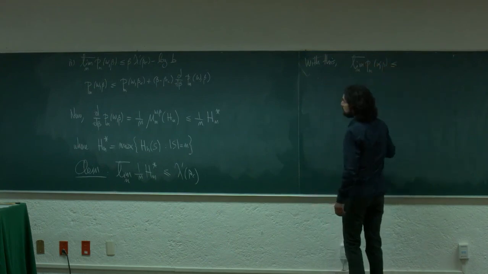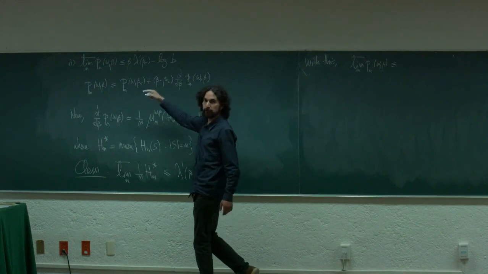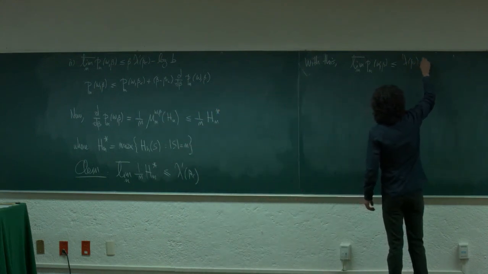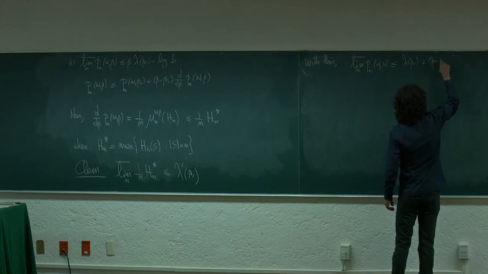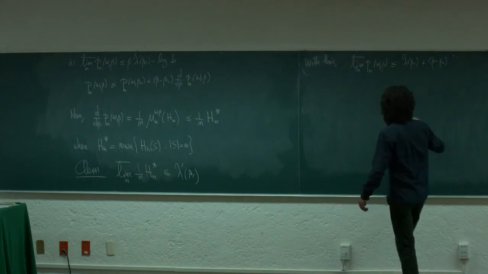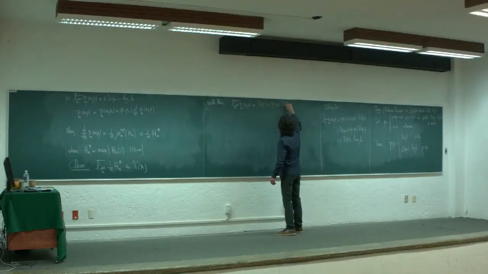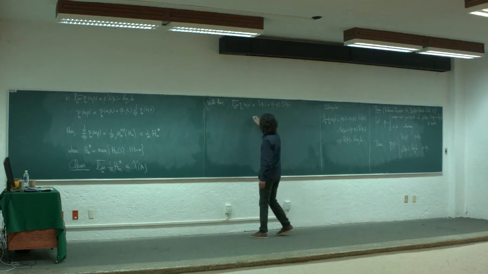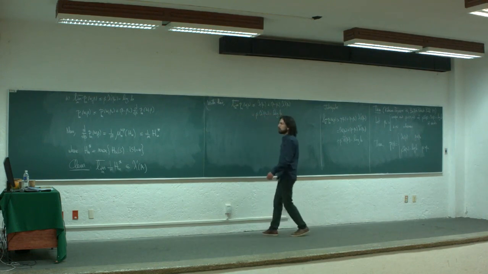It's more equal to the limit of this quantity, which is again lambda at beta critical, plus beta minus beta critical times the upper bound we got on this object, which is lambda prime of beta critical. And again, by the same thing we had before, this is beta lambda prime beta critical minus log b.